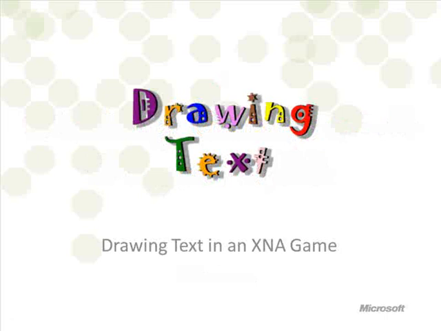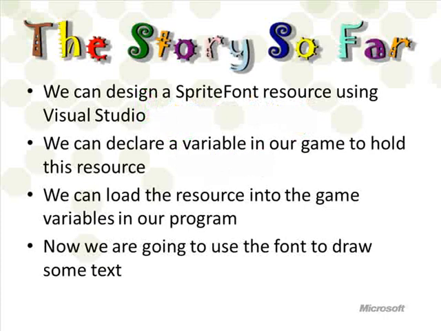Now, we're actually getting to the point where we're starting to put text on the screen. We can get these SpriteFont resources and we can link them to a particular font so we know what to actually draw. We can create a variable in our game to hold the font resource, and we can load this resource into the game variables in the program. So we've got all that. We know how the game works. We actually get the stuff in, and now we're going to use the font to actually draw some text.